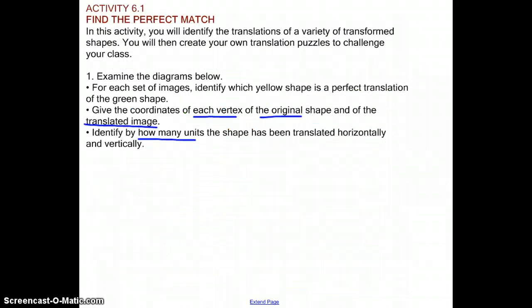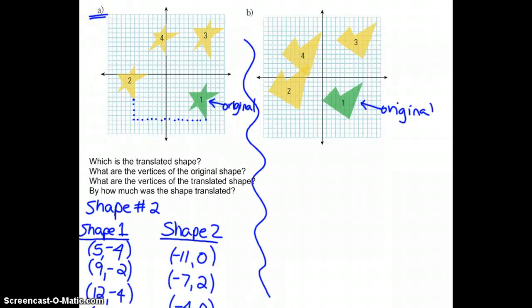We're going to do activity 6.1, find the perfect match. We're going to look at these diagrams, identify which yellow shape is the perfect translation of the green shape. Then we're going to find the vertex of each original and each translated image and identify how many units the shape has been translated. Now the first one here is done for you.